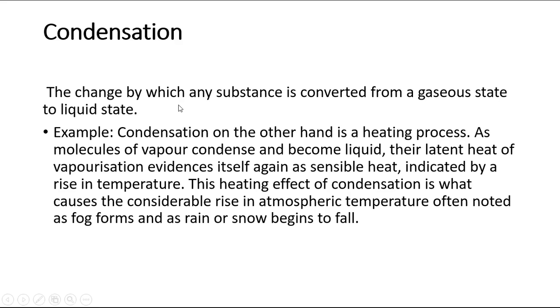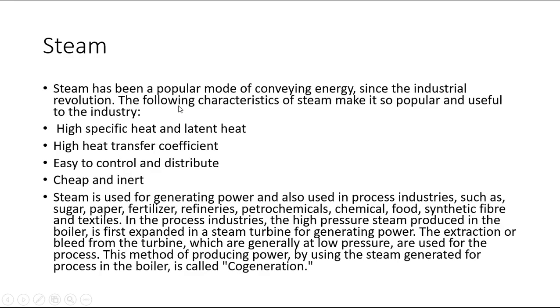The next term is steam. Steam has been a popular mode of conveying energy since the Industrial Revolution. The following characteristics of steam make it so popular. First is the high specific heat and latent heat. We all know about specific heat and latent heat. Then the high heat transfer coefficient, easy to control and distribute, cheap and inert. These characteristics enable steam to be used in generating power and also in process industries such as sugar, paper, fertilizer and other different industries.